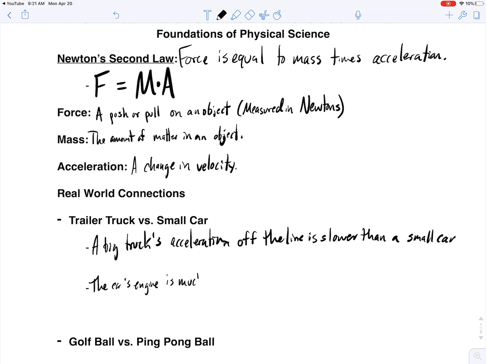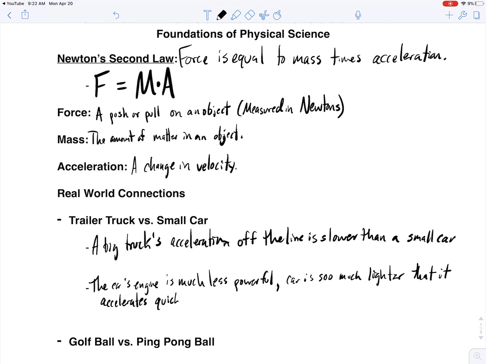So let's note here the car's engine is much less powerful, right? If we think about the force being generated by a tiny little car's engine compared to a giant diesel tractor-trailer truck engine, there's way more force being generated by that tractor-trailer truck, but the car is so much lighter, it's got so much less mass that it actually accelerates quicker.